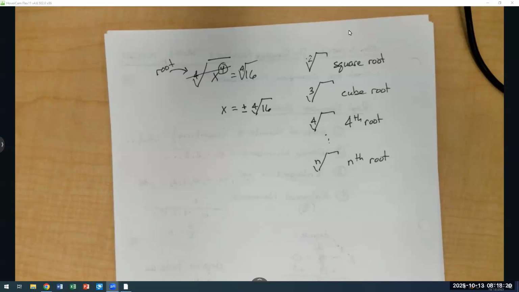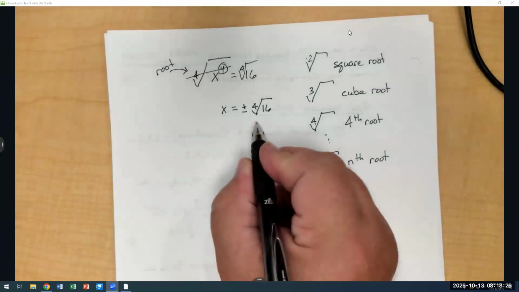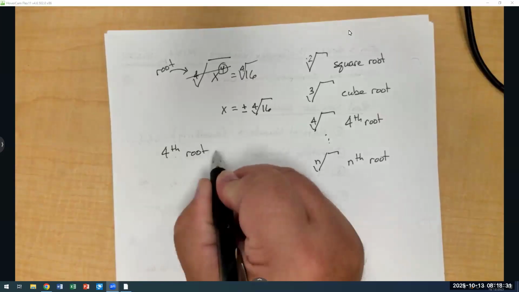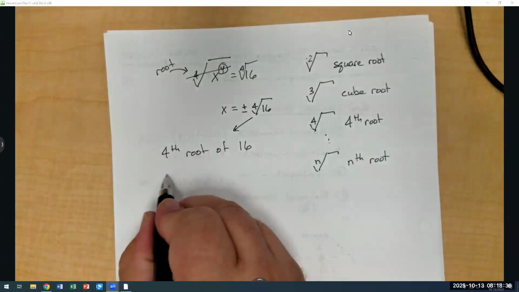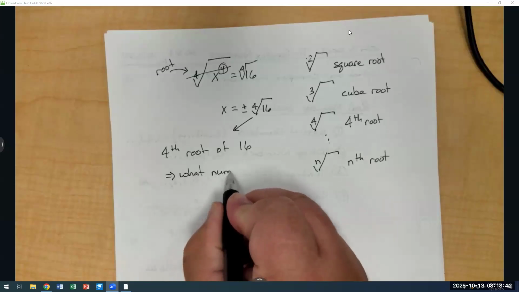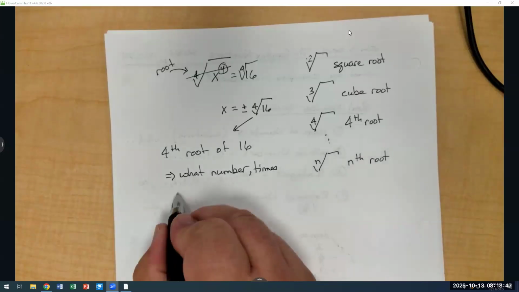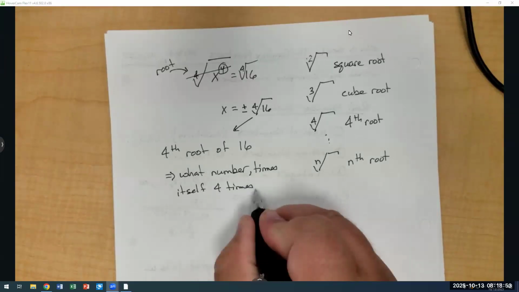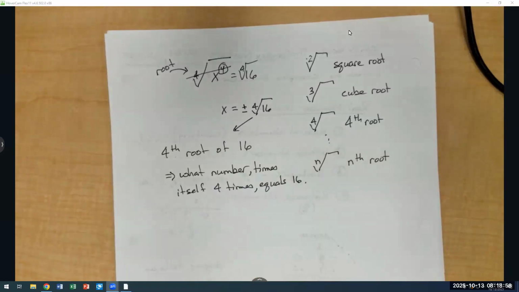So what is the 4th root of 16? What does it mean? So what this is asking, 4th root of 16, that's what this is saying, means this. What number times itself 4 times equals 16? That's what it means.